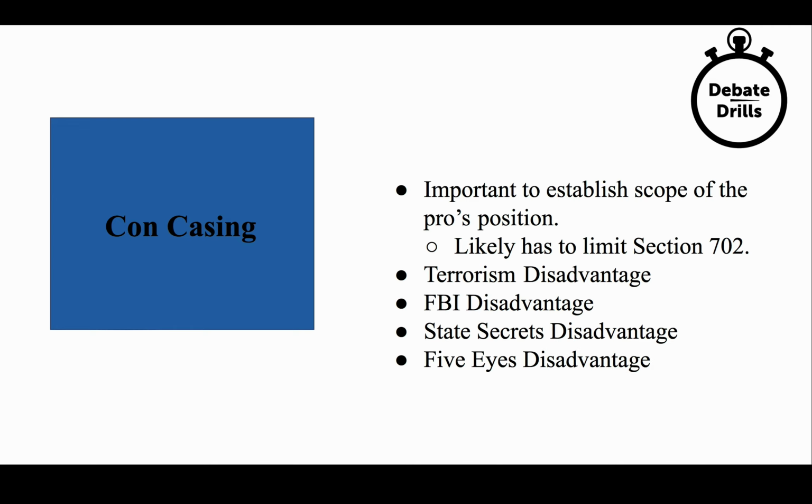Another position that is also worth looking into is the Five Eyes disadvantage. The Five Eyes Alliance is a group of countries spread out across the world that work with the United States to conduct surveillance together and cooperate in terms of pinpointing potential security threats. What really underpins that relationship, however, is the ability for the countries to share data openly with each other.